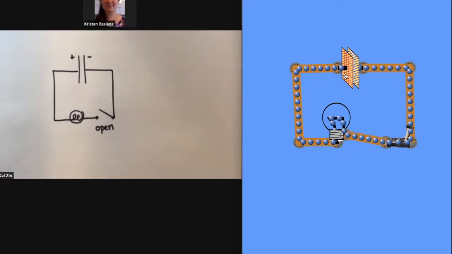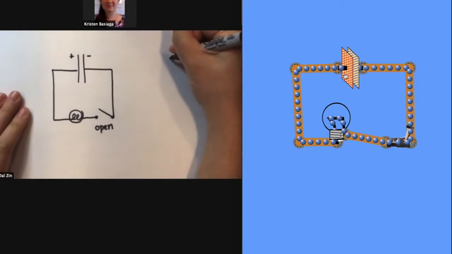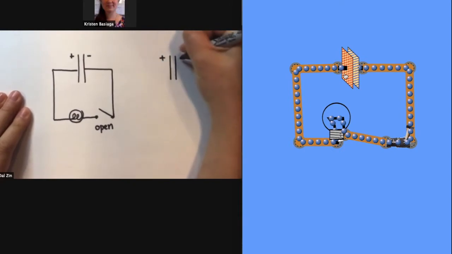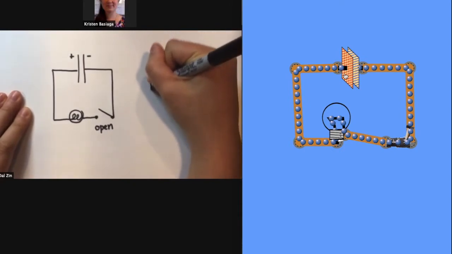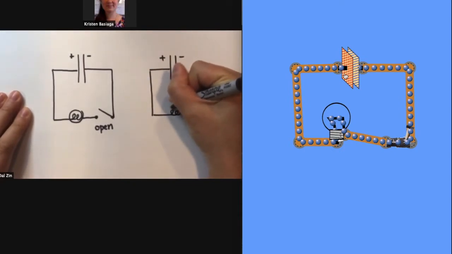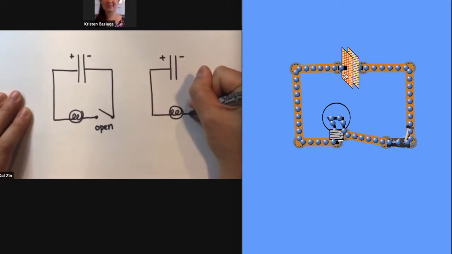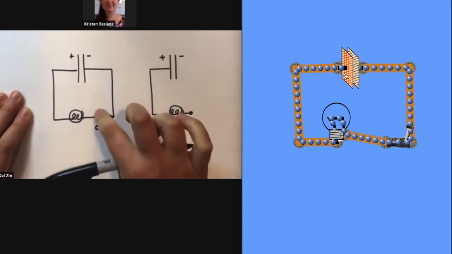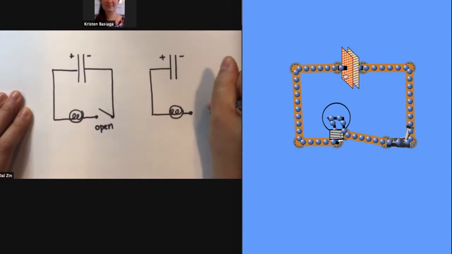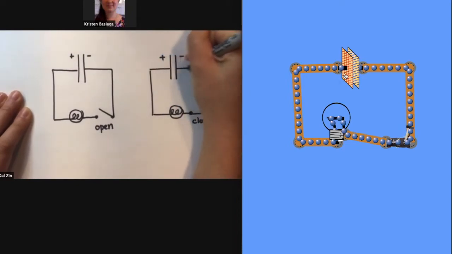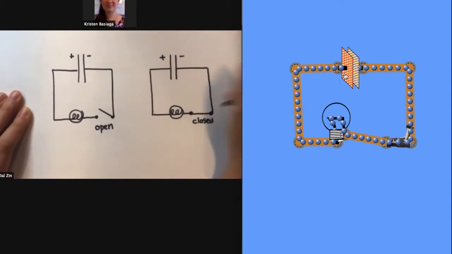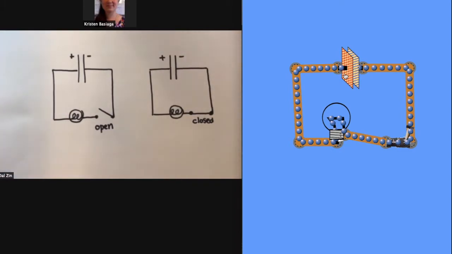If we wanted to make the light bulb run then, let's draw our capacitor with its positive and negative terminal, our light bulb, and the symbol for a closed switch. Imagine you're closing this little drawbridge here. It's just two dots with a straight line. That's a closed switch. This would represent a closed circuit that has a complete path for electrons to flow.